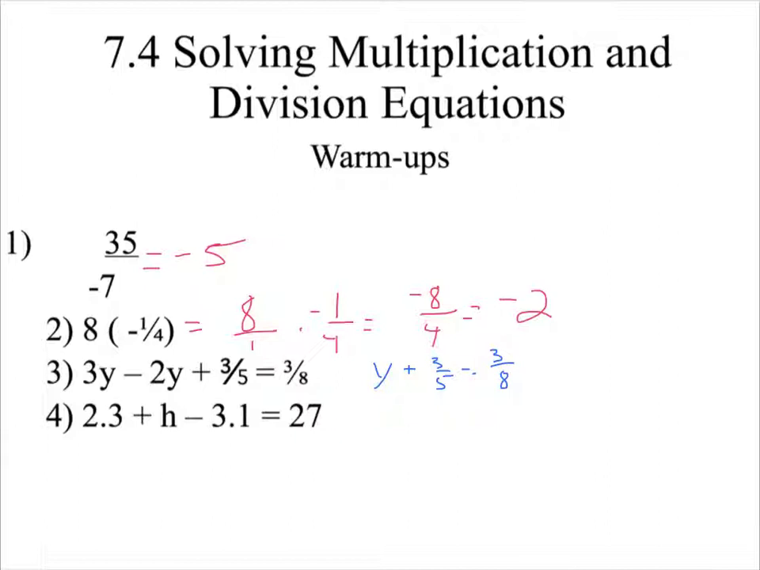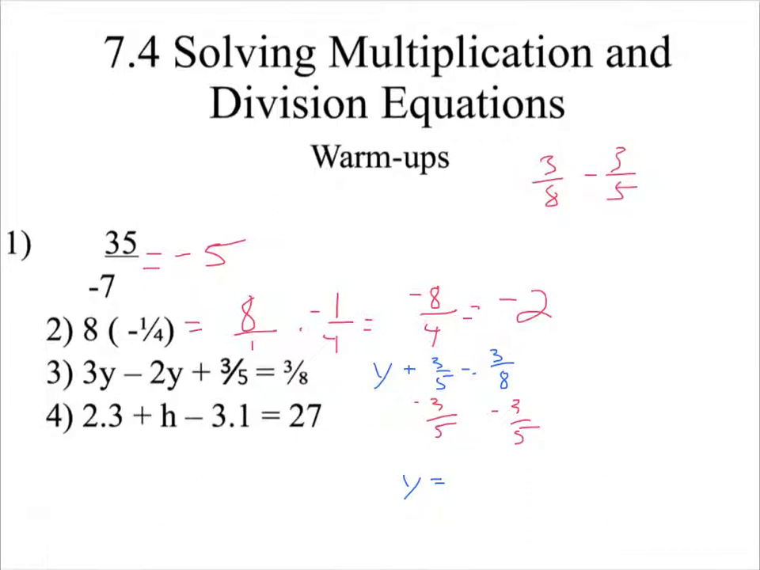How do I get rid of that 3/5? Remember, I want to get y all by itself. Well, I subtract 3/5 on both sides. And now I have y is equal to 3/8 minus 3/5.